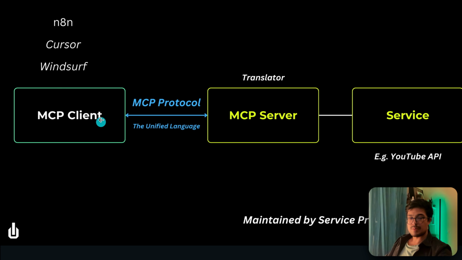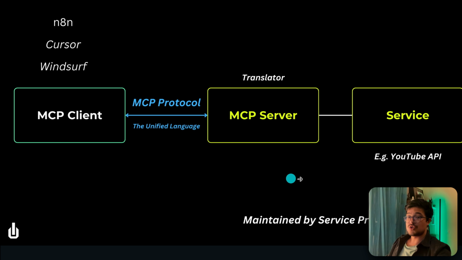So we have the MCP client, which is the platform, if you may, where we are leveraging or using these LLMs or AI agents, if you want. So in this case, we're using LLMs and AI agents inside n8n. Cursor and Windsurf have their own coding assistants or coding AI agents, right? That then need to communicate with different APIs.